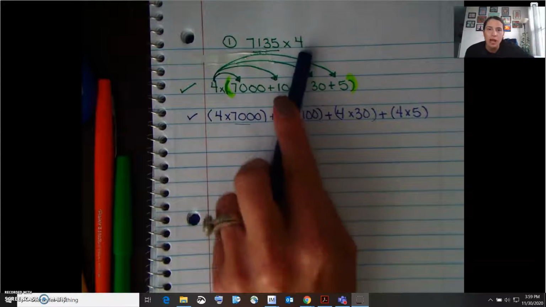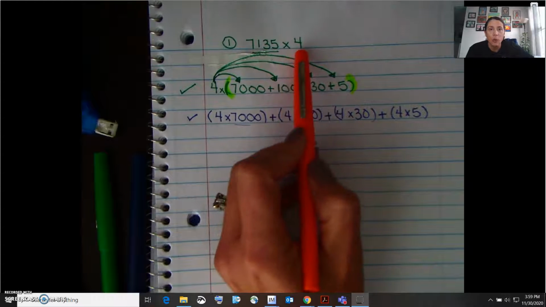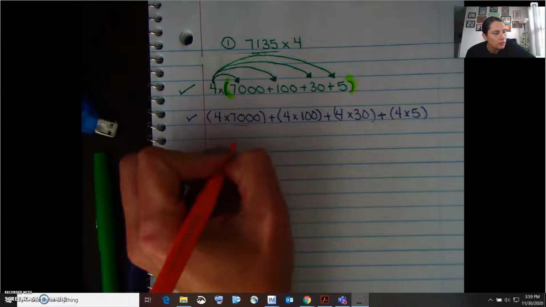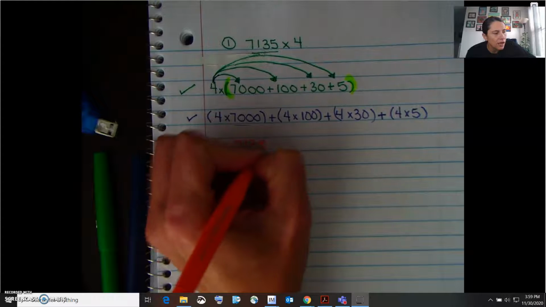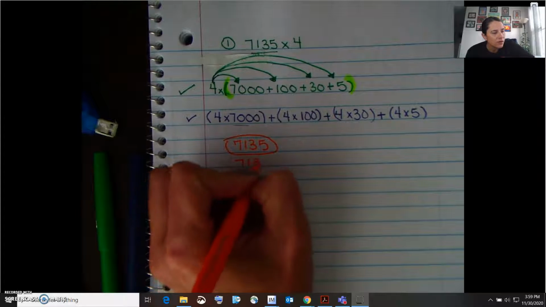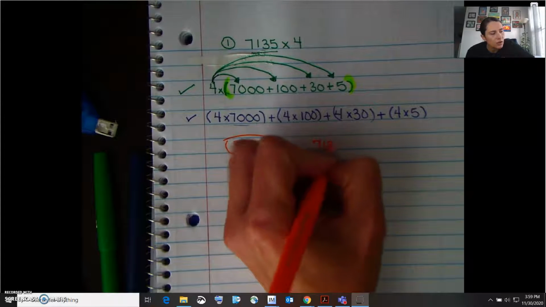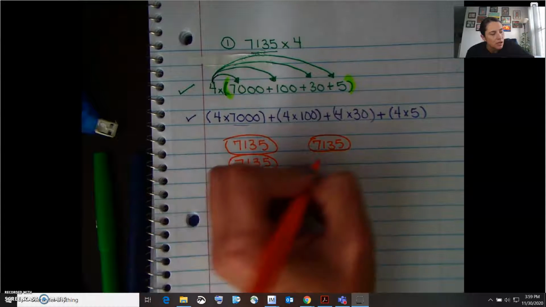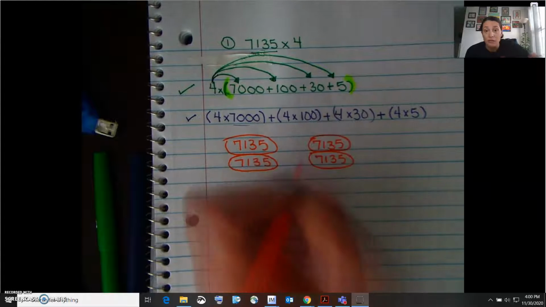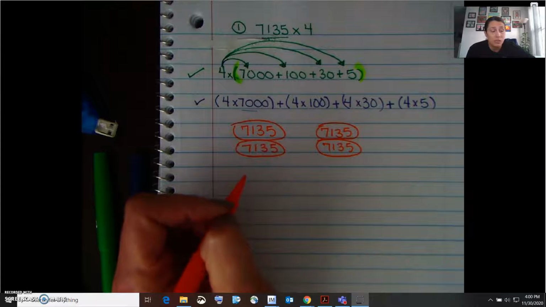Now the next one is we're going to go back to our basic thinking of multiplication. We are talking about 4 groups of 7,135. So we've got 7,135, that is one group. We got 7,135, that's 2 groups. We've got 7,135, that's 3 groups. And 7,135, that's 4 groups. So using those groups, we can make another multiplication problem.